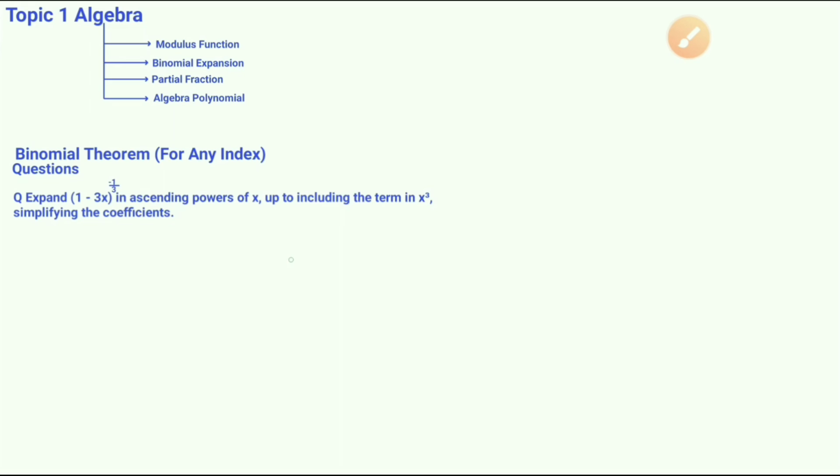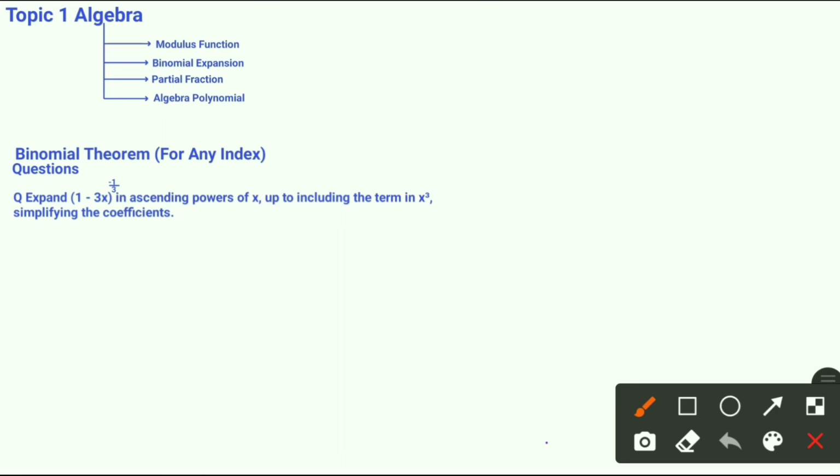In ascending powers of x up to and including the term in x to the power 3, thus the x to the power 3 must be included in the term, simplifying the coefficients. Okay, so let's begin. (1 minus 3x) to the power of minus 1 upon 3 is equal to nC0, which is 1, plus nC1, which is n upon 1, and the value of n would be minus 1 upon 3.